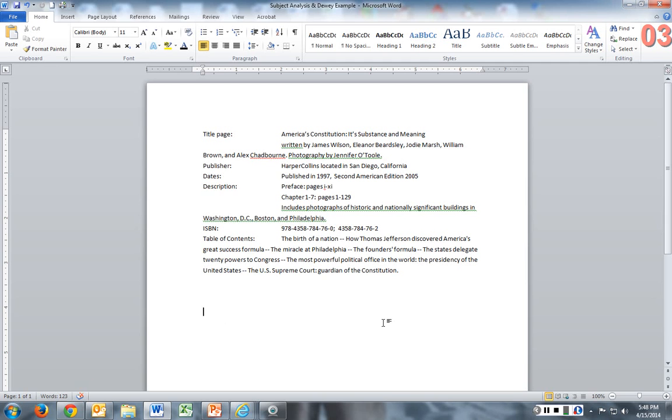So I'm going to start out with what the main entry for this resource would be. This is not the Constitution. It's a book about the Constitution, and it's a book that has been written by, let's see, 1, 2, 3, 4, 5 authors. Now, what comes into play at this point is the rule of 3.